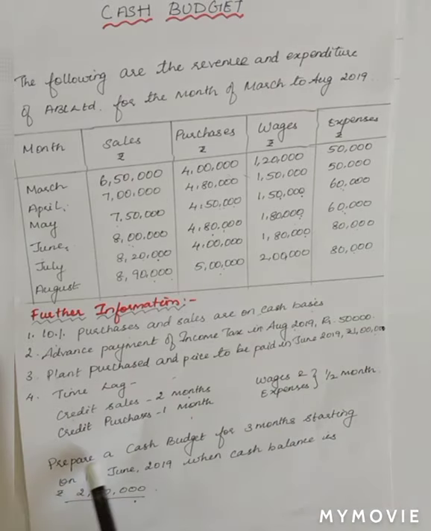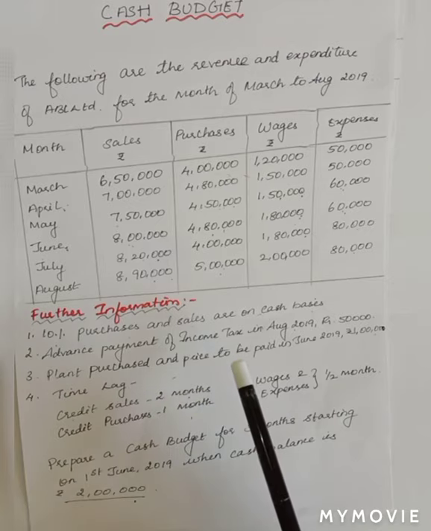And here comes the time lag for delayed payments. You can see credit sales, 2 months. For the sales which you have made, you are allowing your customers a 2 month period for settling the debt. In other words, it creates debtors.